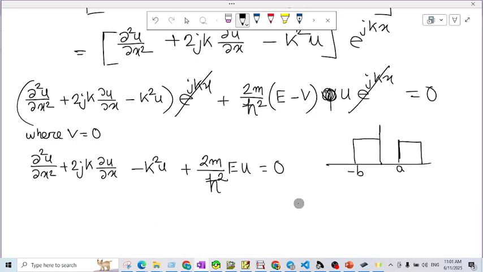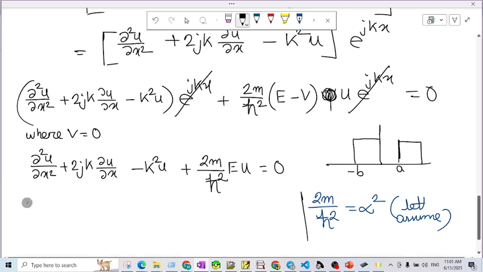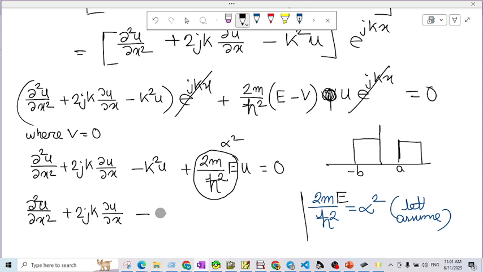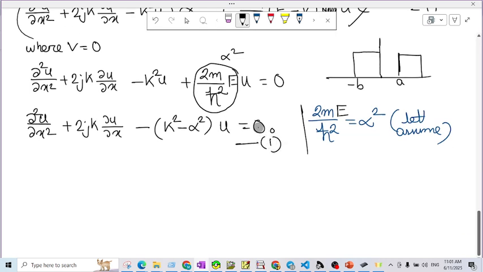Okay, so now let's take 2m divided by h bar square is equal to alpha square. Let's assume that 2m by h bar square is equal to alpha square. You have to remember this because it will be useful later. Then we have the equation delta square u divided by delta x square plus 2jk delta u by delta x, then we have an e here also, so this is alpha square, then minus k square minus alpha square u is equal to 0. So this is our first equation.